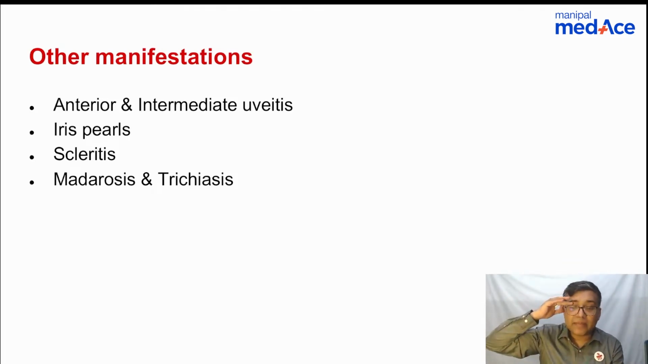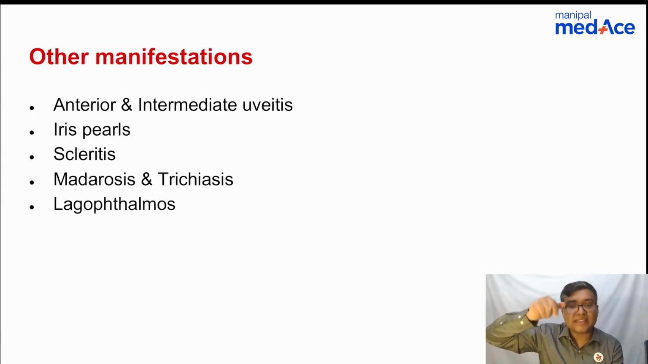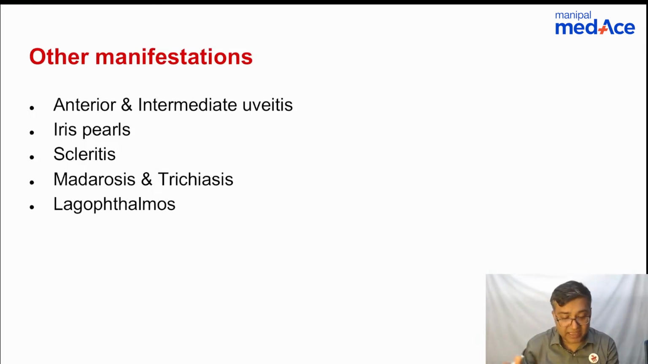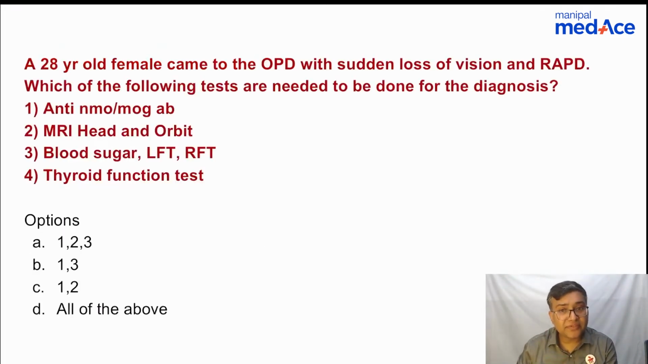Okay, then there can be difficulty in opening of your eyelid. So you can have difficulty in closing of the eyelid as well as difficulty in opening of the eyelid. You can have a patient with lagophthalmos, and there is an inward turning of the eyelid margin, that is called entropion. So these are some important points that you should remember regarding the patient with a leprosy infection.